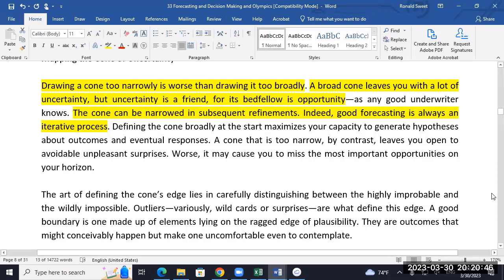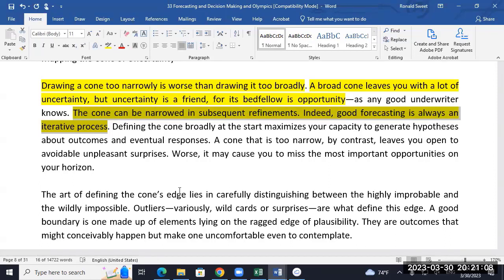You can obviously look at the history, look at the volatility of history, do some type of mapping out of that. A broad cone leaves you with a lot of uncertainty, but uncertainty is a friend. The cone can be narrowed with subsequent refinements. Indeed, good forecasting is always an iterative process, and that's something Doug Hubbard talks a lot about. You want that wide uncertainty so that you can identify which piece of data is causing the most uncertainty. So if you're going to spend money, you're going to spend money on refining that one particular piece of information. If there's anything that really drives the width of this thing, go do more analysis on that so you know where to spend your money.